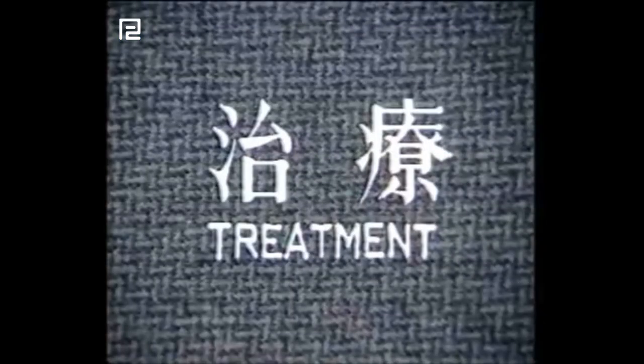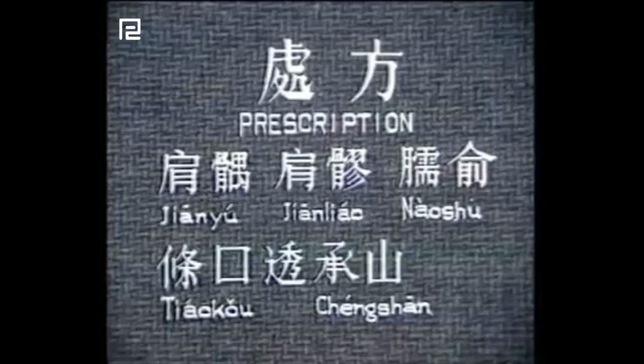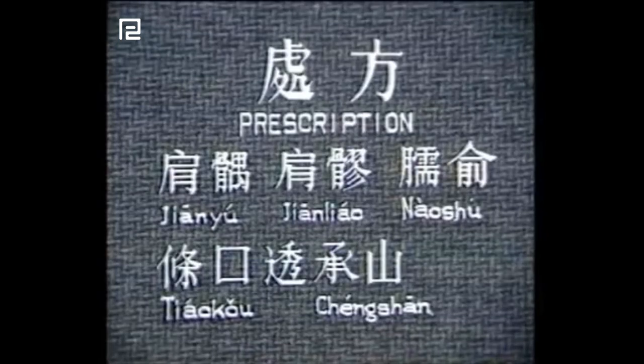For treatment, points Jianyu, large intestine 15, Jianliao, Sanjiao 14, and Naoshu, small intestine 10, are needled with a lifting and thrusting method. Tiaokou, stomach 38, and Chengshan, bladder 57, are punctured in combination with moxibustion to disperse wind and cold, and to warm and regulate the qi and blood.